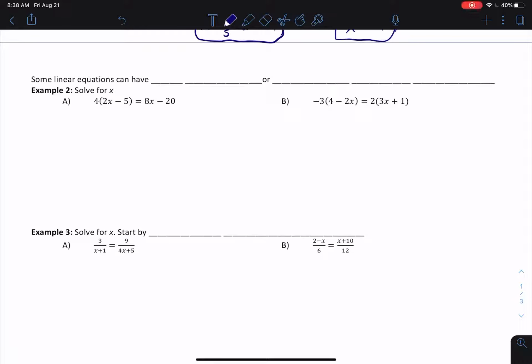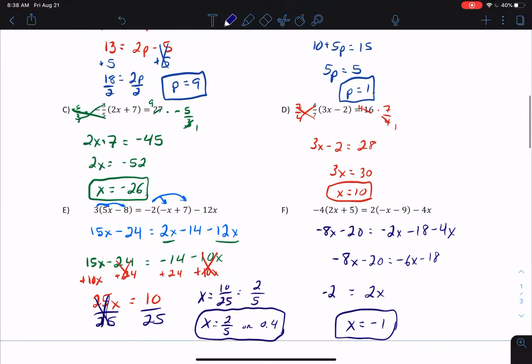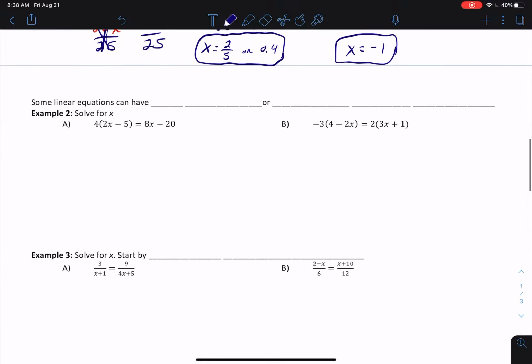Now we're going to get into some special cases. So some linear equations, instead of in these previous examples where we only got one solution, some linear equations can have either no solution or infinitely many solutions. And let's explore now how we know whether it's got one solution, no solution, or infinitely many solutions.